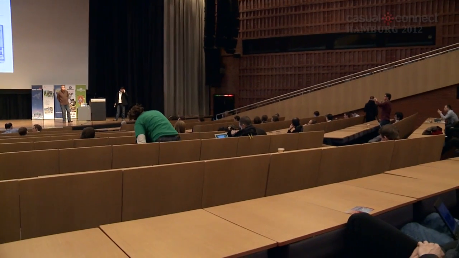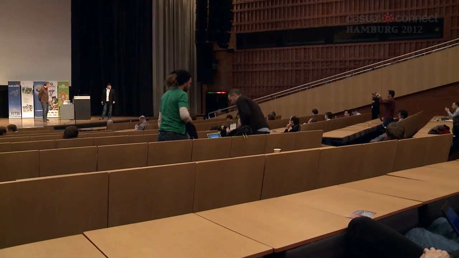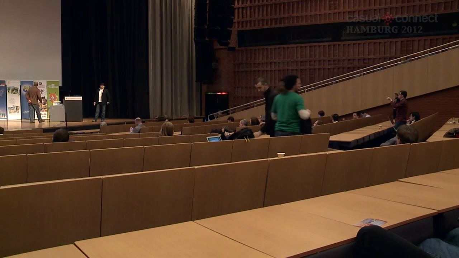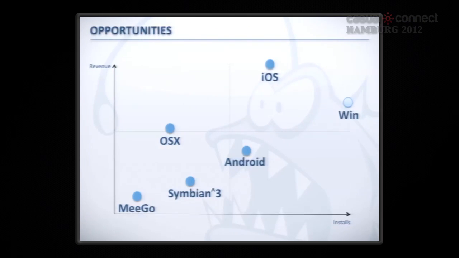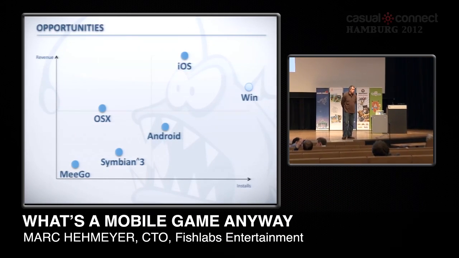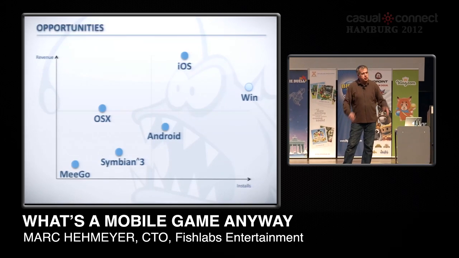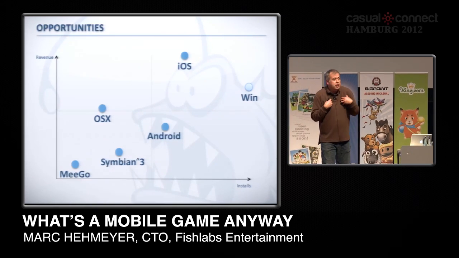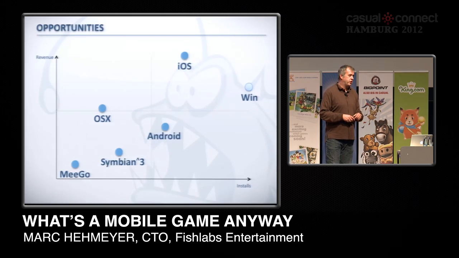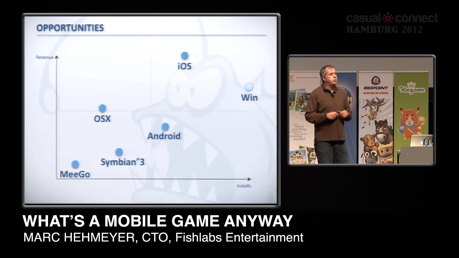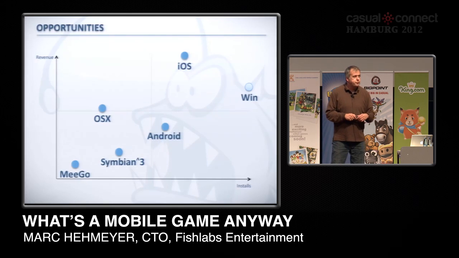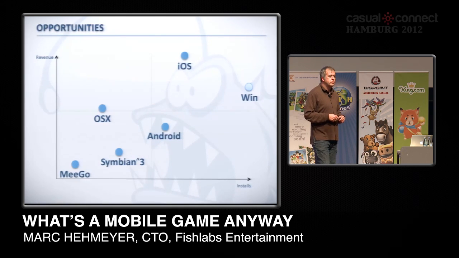Okay, so quick question on the chart where you showed the revenue versus installs. It seemed that Android was pretty up to par with OS X as far as revenue goes. Is that proportionally accurate? It's just to give you a hint where it is. It's not absolutely accurate. I just put it on to give you a feeling of what we are currently facing revenue-wise on the different kinds of platforms. Okay, thank you.